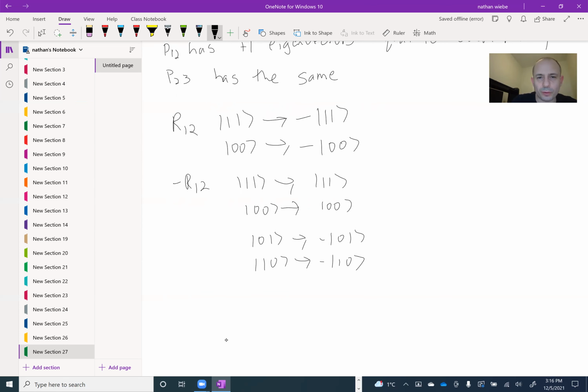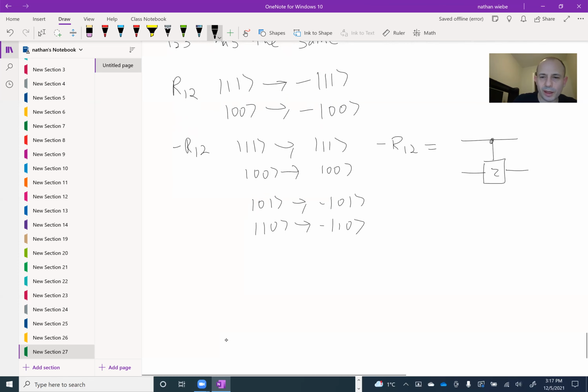So now let's ask, how can we build something that ends up looking like -R12? Well, -R12 is actually just this operation. It's just the controlled Z gate. And similarly, -R23 can be viewed as the following. If I express it as a 3-qubit circuit, it would be this. Z.